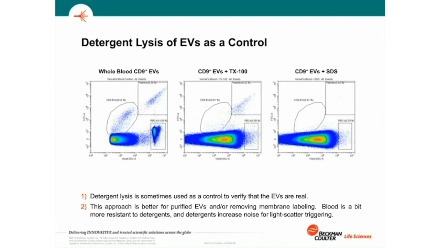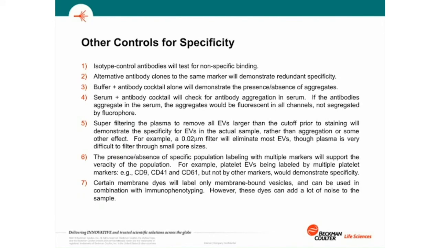Other controls for specificity are listed here. There's certainly more, but here's just a list of 7 of them. You can use isotype control antibodies to test for nonspecific background binding. You can use alternative antibody clones to the same marker to demonstrate redundant specificity. While one antibody may bind to the EV nonspecifically, two antibodies to the same marker specifically binding to the same EV will show, or at least support, that it's a true population.